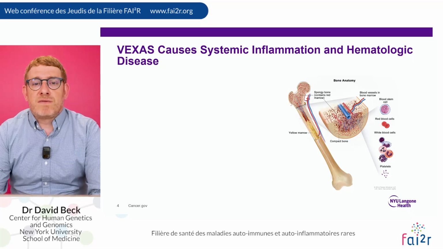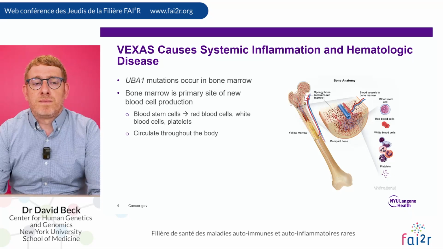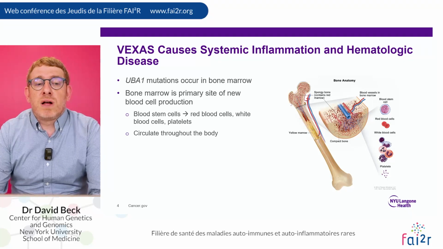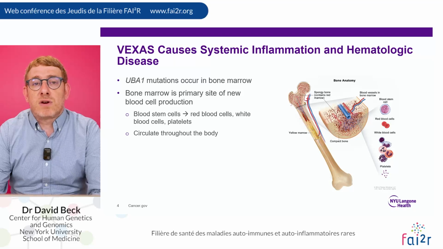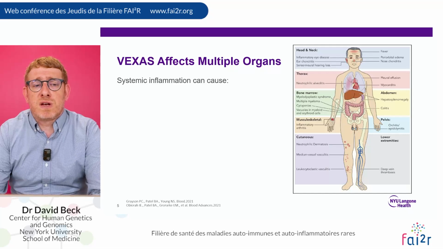Vexas causes systemic inflammation and hematologic disease. So the UBA1 mutations occur in the bone marrow, and they populate the peripheral blood. The bone marrow is the primary site of new blood cell production, and the blood stem cells produce the red blood cells, white blood cells, and platelets, and they circulate throughout the body. And so the mutation is found predominantly in the white blood cells, the myeloid cells and neutrophils. And Vexas ends up affecting multiple different organs because of these immune cells.